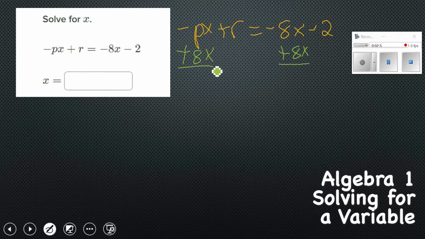All right, so let's rewrite this now. So on the left side, we have negative px plus 8x. But we still have a plus r sitting there. And then on the right side, we have a negative 2. Okay, so we're getting closer. We have our x's on the left side altogether. Now notice we can't add those two terms together.